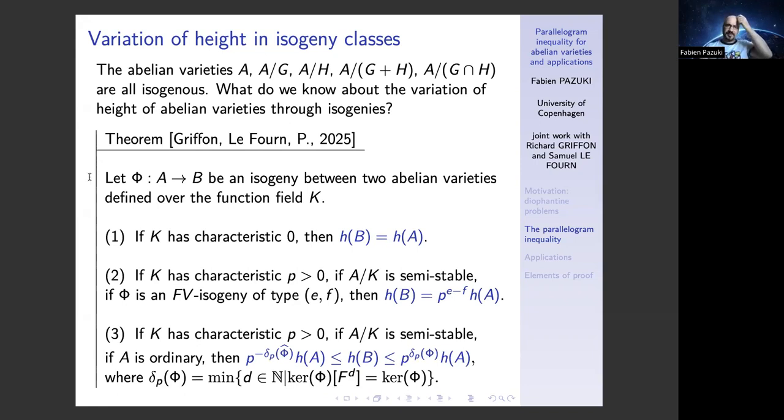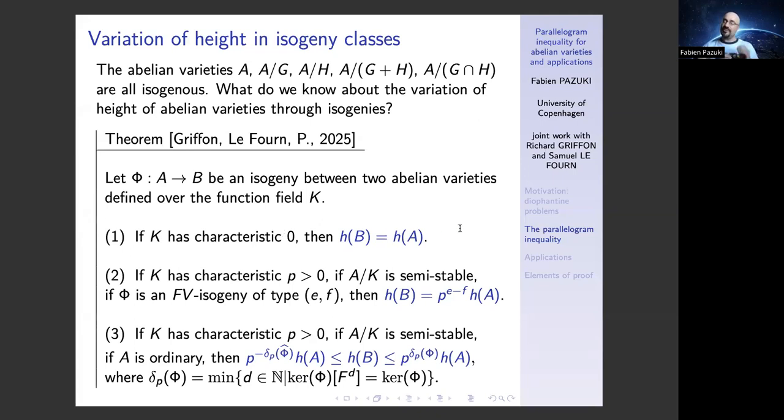There are three steps. So start with phi. That's an isogeny between two abelian varieties, A and B. And A and B are defined over a function field K. Which means K is equal to little k of C, C being a projective, geometrically irreducible curve that is smooth, like in the previous setting. So now the first point is very nice. First point is, well, if you're in characteristic zero, nothing happens.